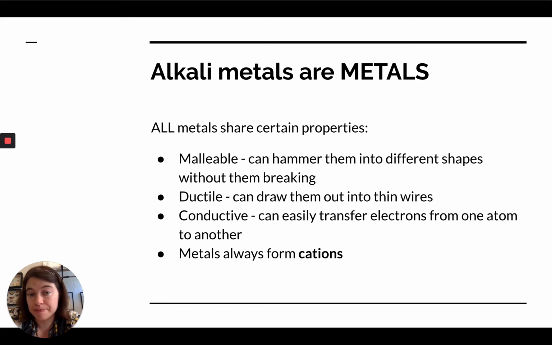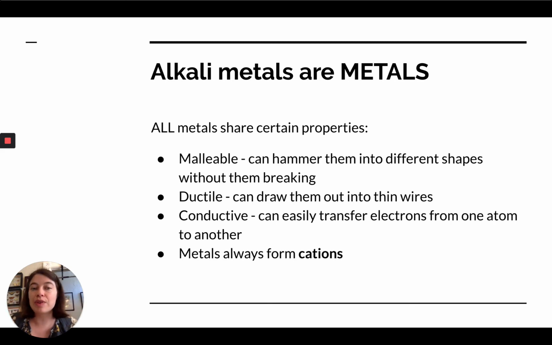Metals are malleable. To be malleable means you can hit them with a hammer and change their shape instead of having them break. So if you take a sword made of iron, people shape that in a forge with a hammer where you can actually make it into different shapes. Metals are ductile. That means you can draw them out into thin wires.